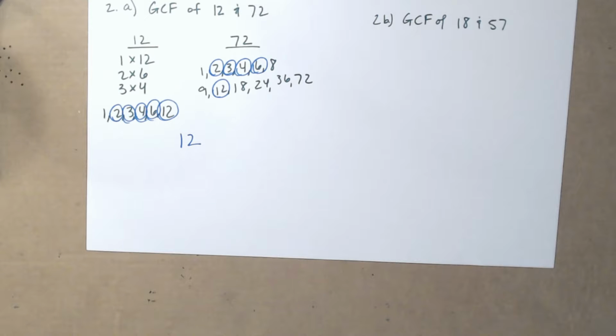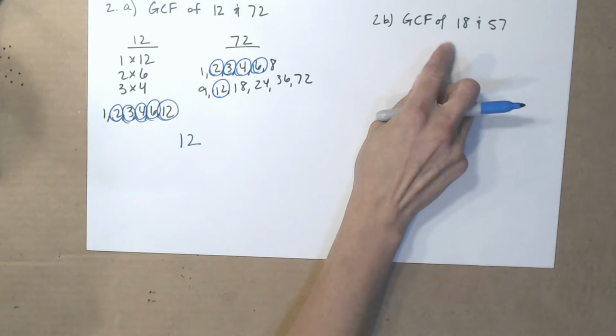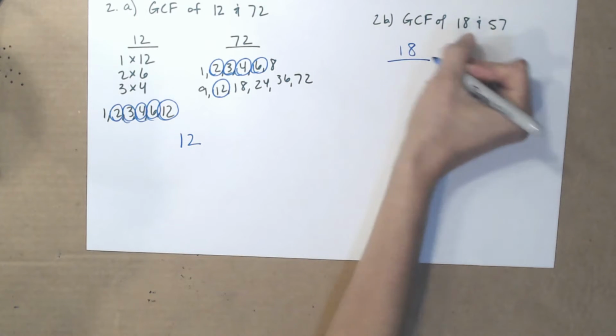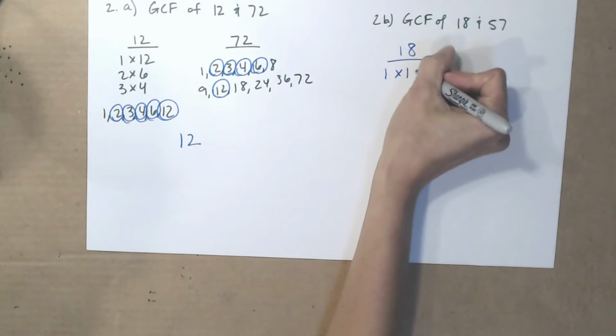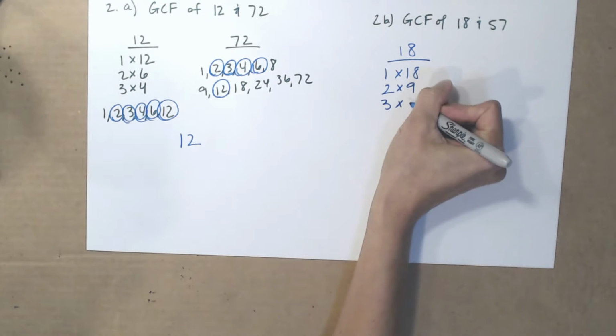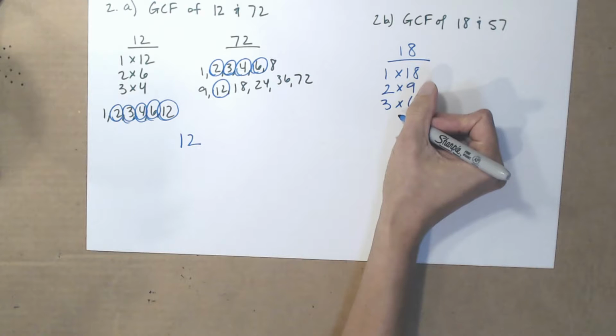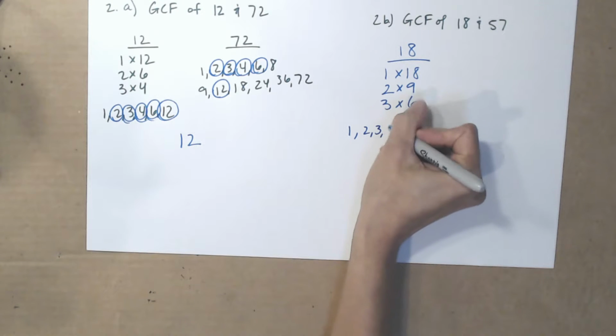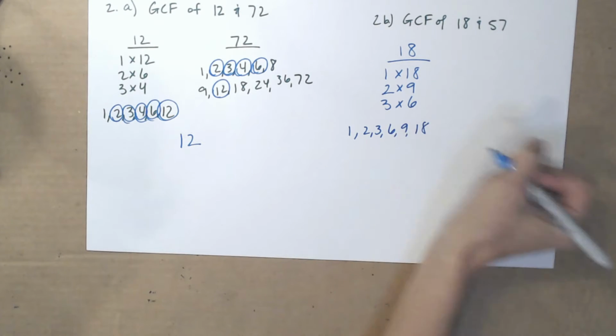Okay, the next one, they're looking at the greatest common factor of 18 and 57. So first, let's find the factors of 18. 1 times 18, 2 times 9, 3 times 6. 4 is not a factor, 5, so that's it. So we have 1, 2, 3, 6, 9, 18.